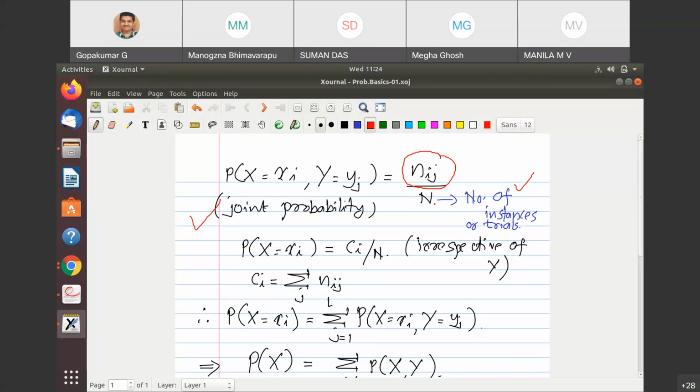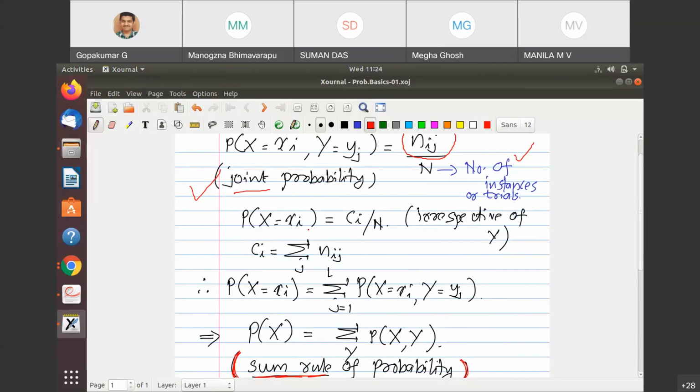so that n_ij divided by capital N is the probability, and we call that the joint probability of X and Y, for particular values taken by X and Y. So that is a joint probability.